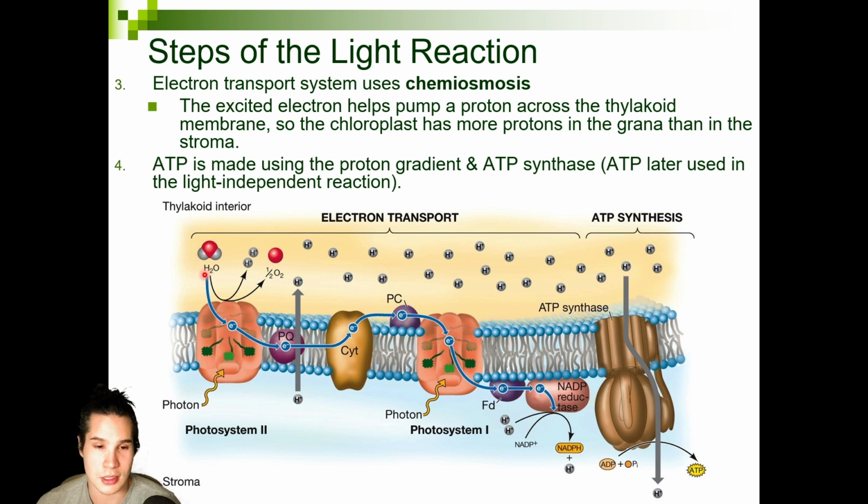Water is oxidized, stripped of its electrons to replenish the reaction center in photosystem 2, and that electron will move down its electron transport chain to photosystem 1. And once it reaches photosystem 1, that electron from photosystem 2 is actually replenishing the electron in photosystem 1. So photosystem 1 receives its electrons from photosystem 2. Photosystem 2 receives its electrons from water.